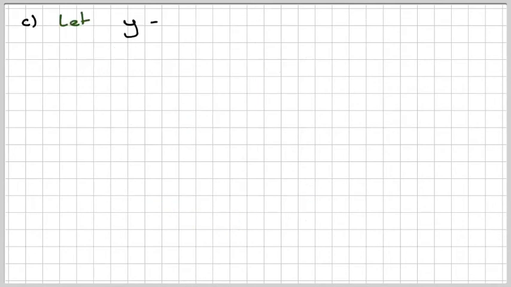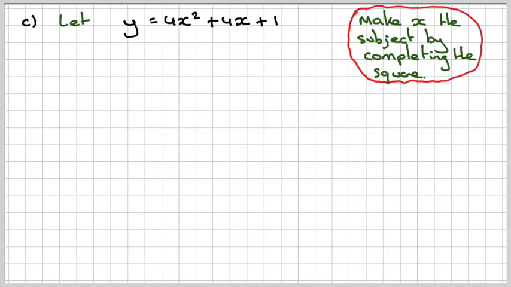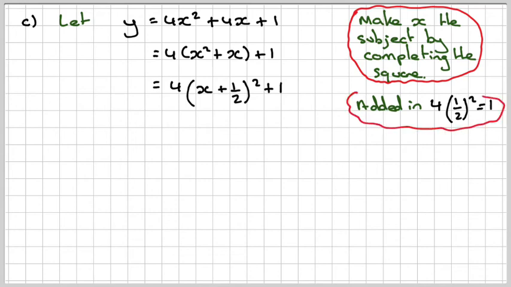Right, now to find the inverse, you let y be equal to 4x squared plus 4x plus 1, and you're going to make x the subject, and to do that you really need to complete the square. So you've got 4 times x squared plus x, plus 1, factorising out the 4, take half of this number here, so it becomes x plus 1/2 all squared, plus 1. So we've added in 4 times 1/2 squared. So 1/2 squared is 1/4. So we've added in 1.